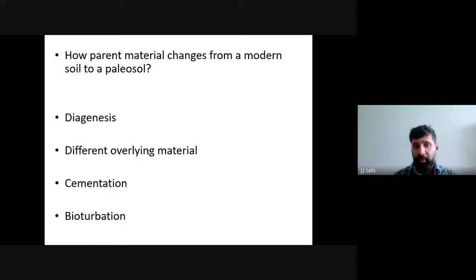So it's quite important to understand this action. Okay? And diagenesis is quite important too, because the pressure of the overlying material can induce the change of some minerals. So we can come back to weathering. Weathering is destroying primary minerals and creating secondary minerals. But diagenesis can come back, and we can change a secondary mineral to a primary mineral in some cases.